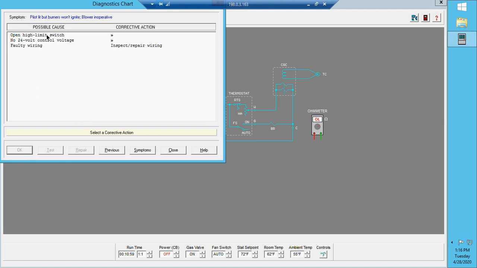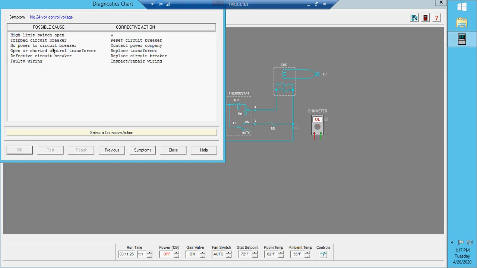Okay, my possible causes. Do I have a high limit switch? That was no good. Well, we figured that out before because I saw that I had 115 volts of electricity at the primary side of the winding of my transformer. So that tells me that that limit switch is still closed. So that couldn't have been the problem. We know I had no 24-volt control voltage at all.